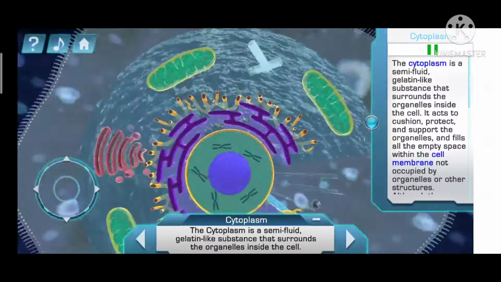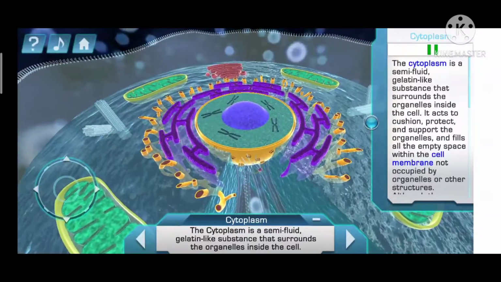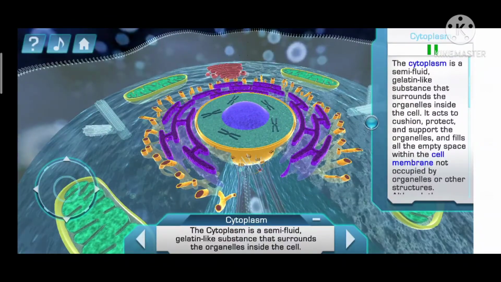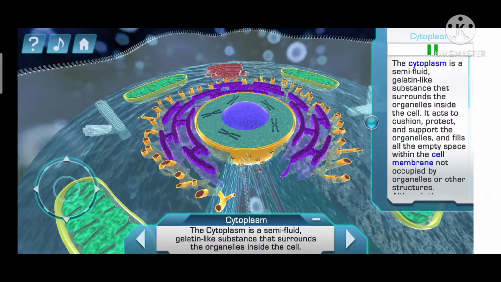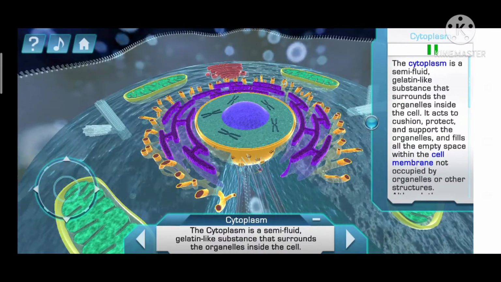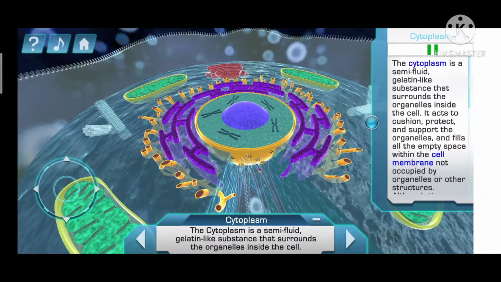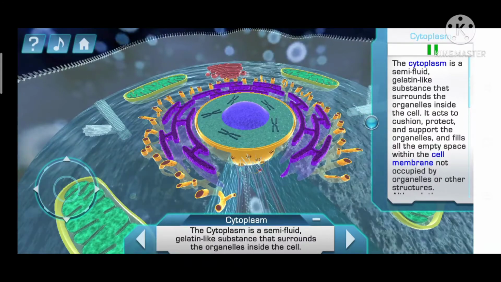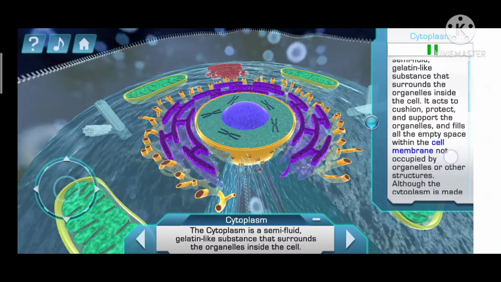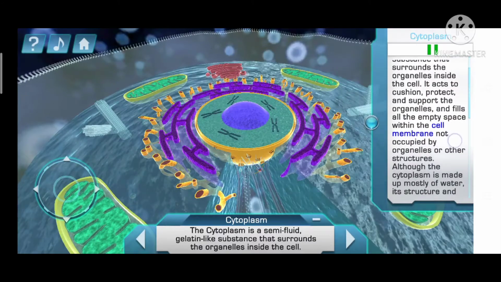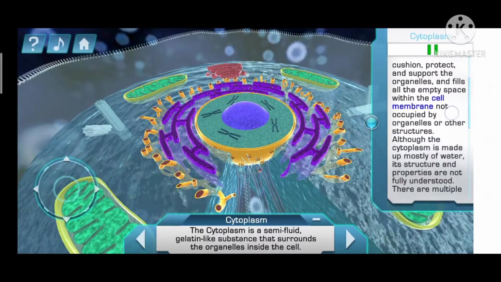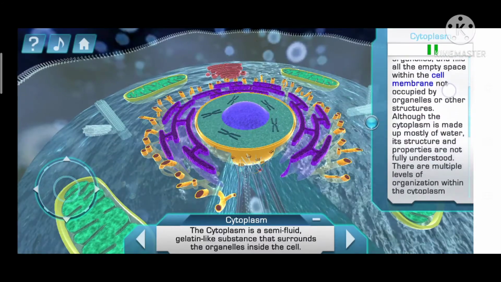The cytoplasm is a semi-fluid, gelatin-like substance that surrounds the organelles inside the cell. It acts to cushion, protect, and support the organelles, and fills all the empty space within the cell membrane not occupied by organelles or other structures. Although the cytoplasm is made up mostly of water, its structure and properties are not fully understood.